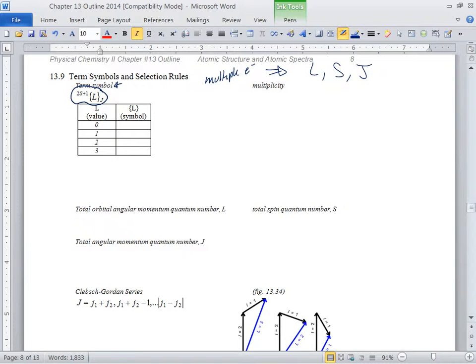So if the L value is 0, you're supposed to write the symbol capital S. Well, capital L is coupled to your total orbital angular momentum. If it's 0, the symbol is S. What do you think it's going to be for 1? Yeah, right? They're just following the convention. 2 would be D. All right, see the game they're playing? 3 would be F. So they're just following the same convention they used for hydrogenic orbitals.